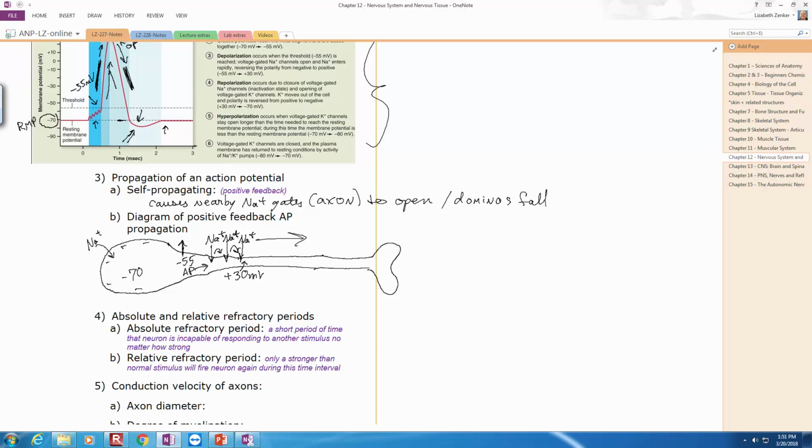Relative refractory period means only a stronger than normal stimulus will fire the neuron again during that time interval. So absolute refractory period is actually occurring during depolarization, and relative refractory period is occurring during repolarization.